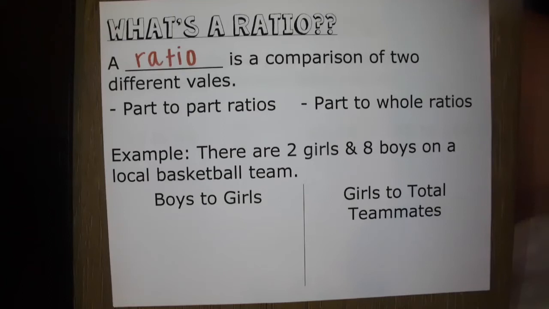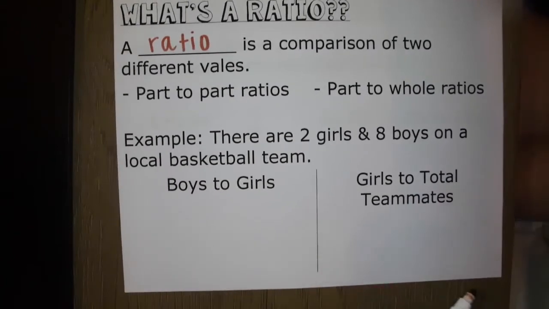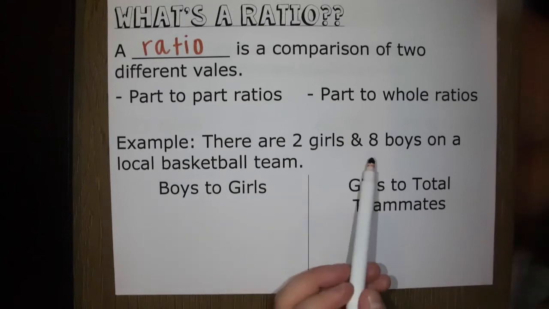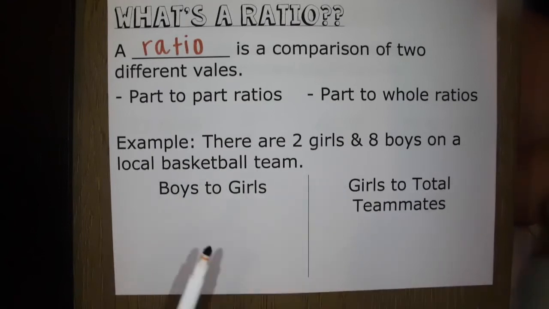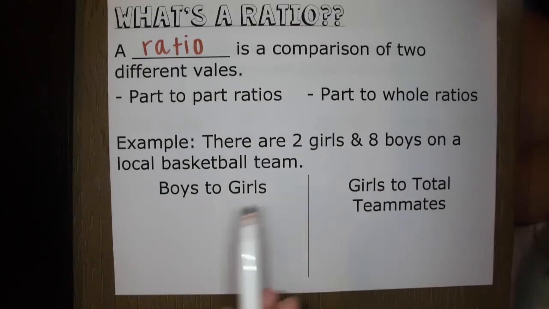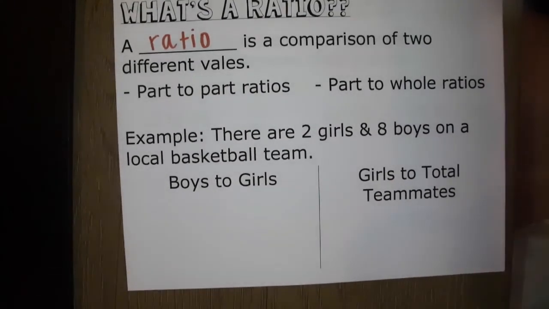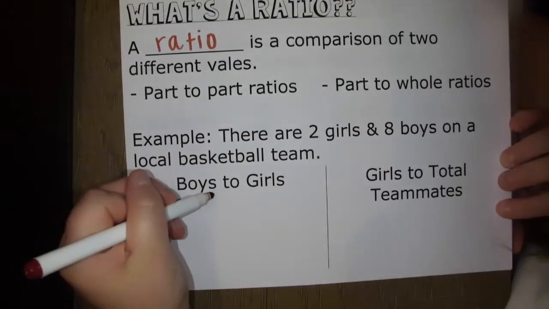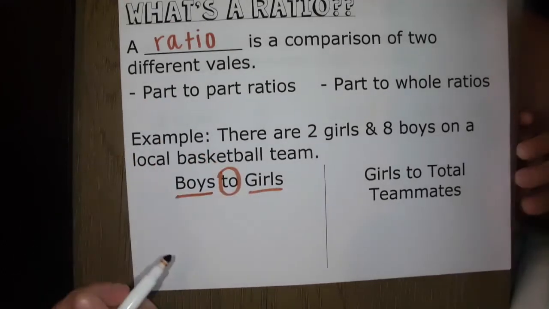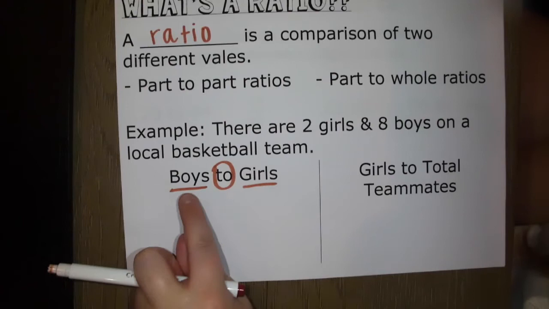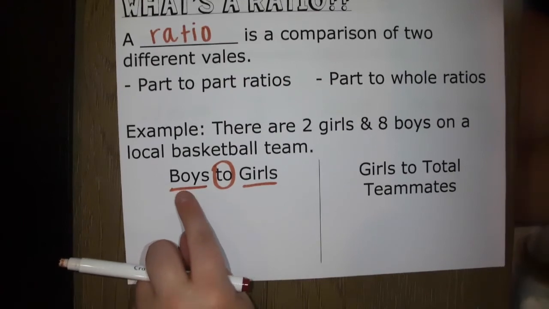Okay, so to give you an example of the two different kinds of ratios and the three different ways we can write them, I have a set of data here, and it's kind of given to us in a sentence. And it says, there are 2 girls and 8 boys on a local basketball team. So we are going to use this information to find the ratio of boys to girls and then also girls to total teammates. One of the things that's super important when you're writing a ratio is to make sure the order stays constant. We need boys to girls. So when we have a ratio of boys to girls, our number that represents boys must always come first.